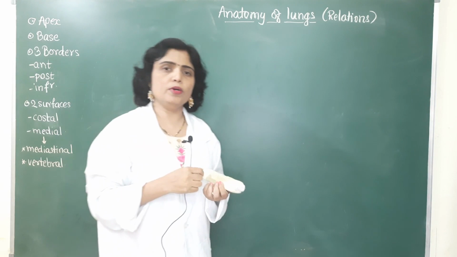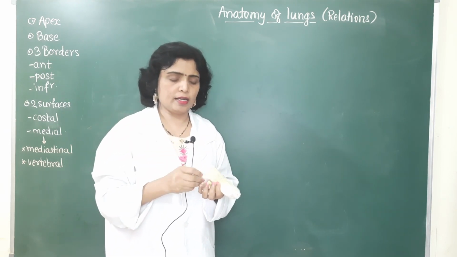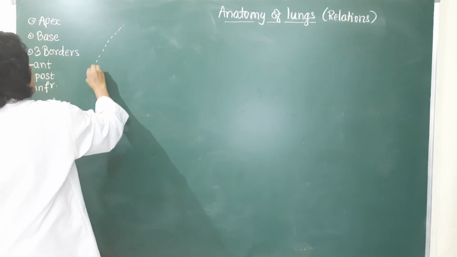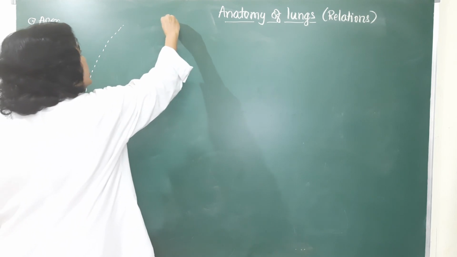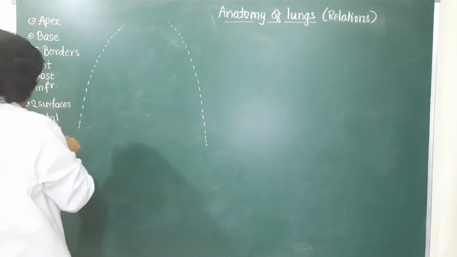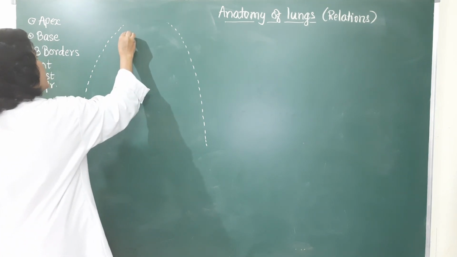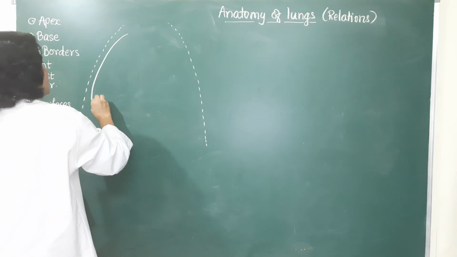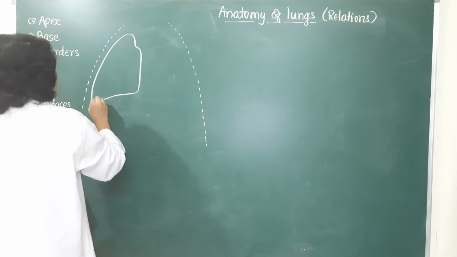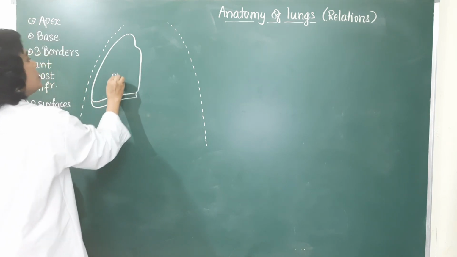Now in this video we will see the relations of all these parts of the lung. Now we will draw here the outline of the thoracic cavity. It will be like this. Okay. Now here, as you know, you get the right lung. It is pyramidal or conical in shape. It has a straight border, and somewhere here will be the base. So this is the right lung.